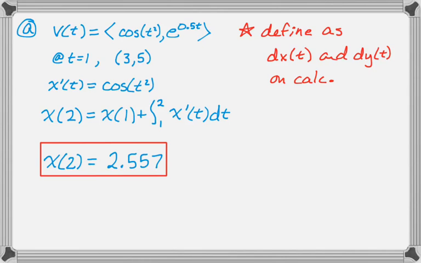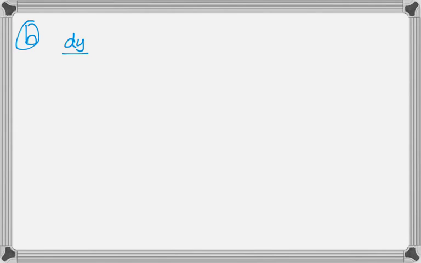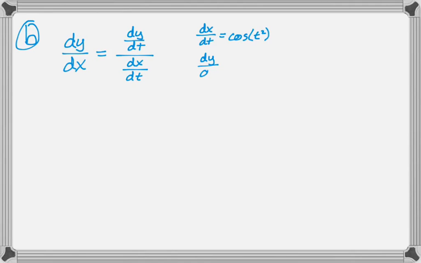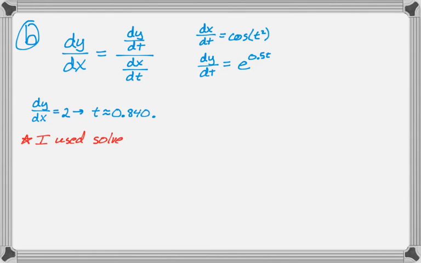Okay, so the next question is asking where between t equals 0 and 1 the slope of the curve is equal to 2. Well, I know dy dx is dy dt over dx dt, and I know that dx dt is cosine of t squared. I know dy dt is e to the 0.5t. Also, I have those stored on my calculator as dx of t and dy of t, so that I can just use them. And this question is asking me to solve dy dx equals 2. My calculator told me that was at t is approximately 0.840.